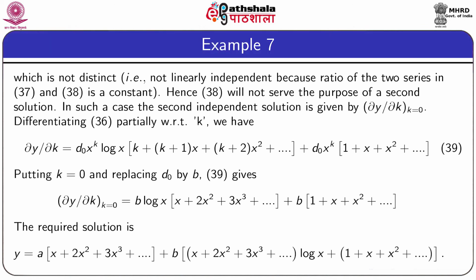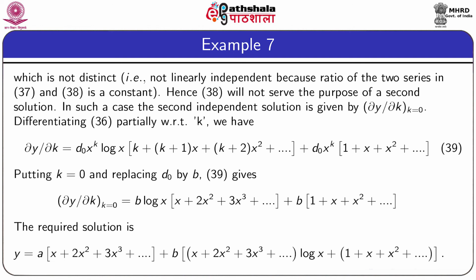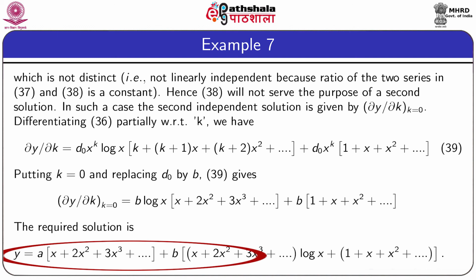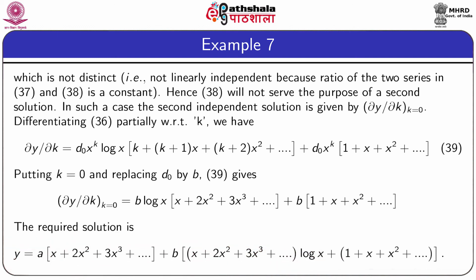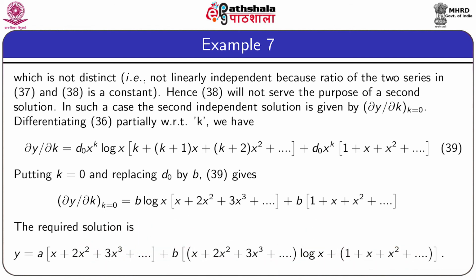We put k equal to 0 and replace d0 by b in 39 to get del y del k at the point k equal to 0 equal to b log x multiplied by x plus 2x square plus 3x cube plus dot dot dot, plus b times 1 plus x square plus dot dot dot. Hence, our required solution is y equal to a times x plus 2x square plus 3x cube plus dot dot dot, plus b times x plus 2x square plus 3x cube plus dot dot dot log x plus 1 plus x square plus dot dot dot, where a and b are arbitrary constants.